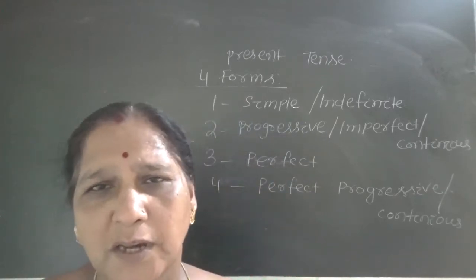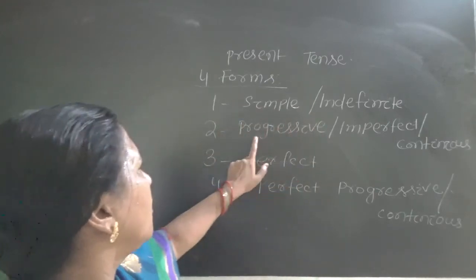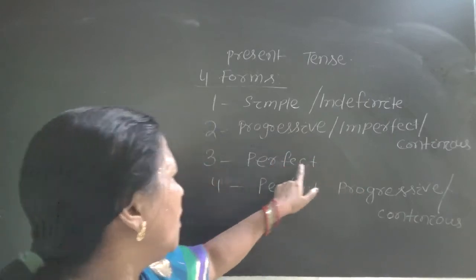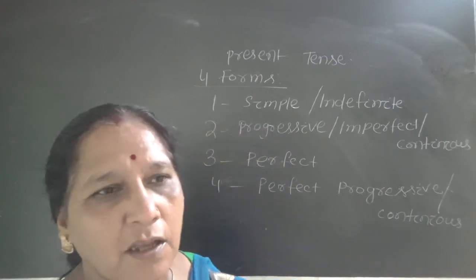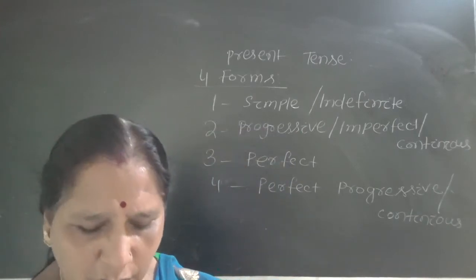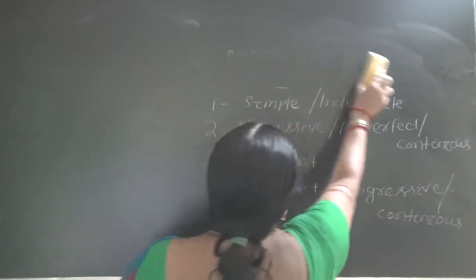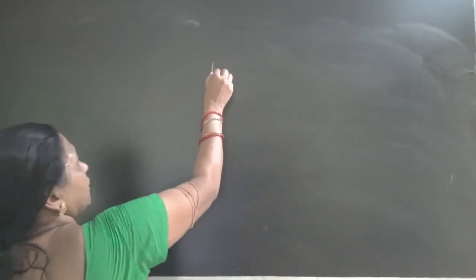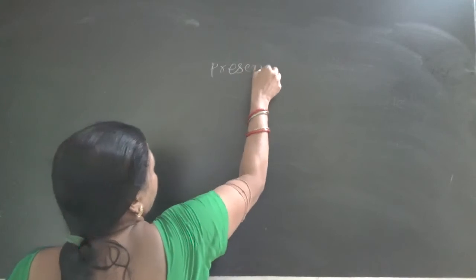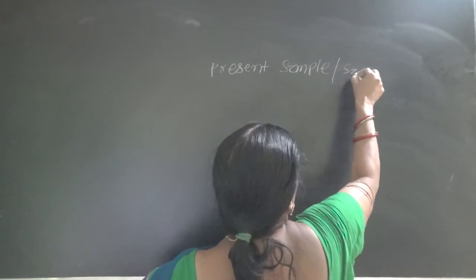Past tense is also similarly divided into four forms: simple or indefinite, progressive or imperfect or continuous, perfect, and perfect progressive. Now we will discuss one by one how we can express it. The first one is present simple or simple present.